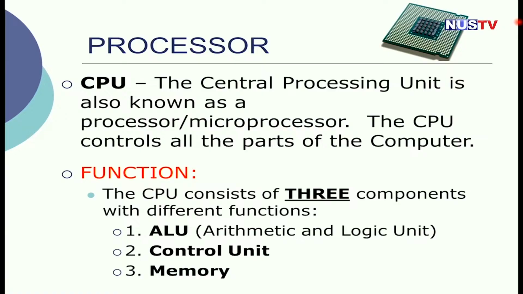Now, the function of the CPU is very interesting because the CPU consists of three components. And these are the three components. One is called the ALU, and ALU stands for Arithmetic and Logic Unit. We also have the control unit, and then we have the memory. Now let's look at what these three components do.